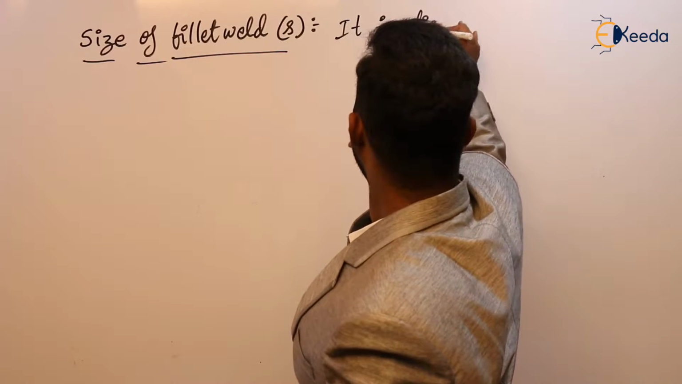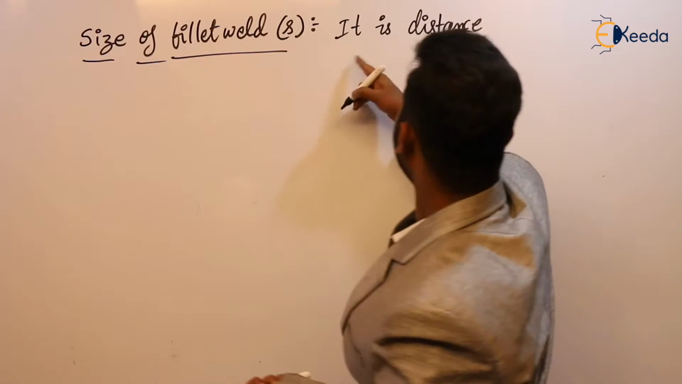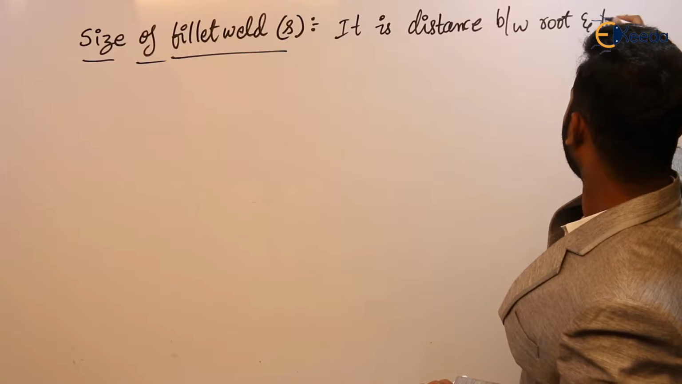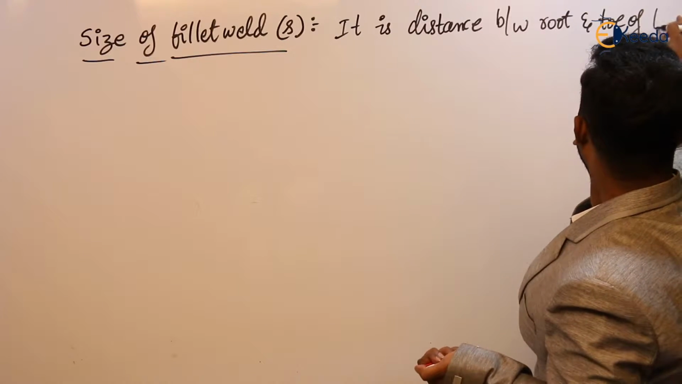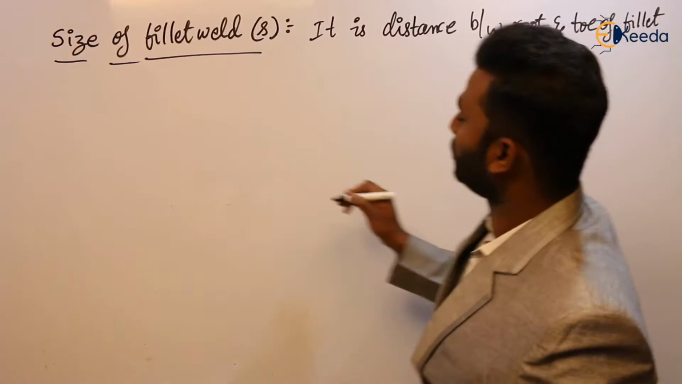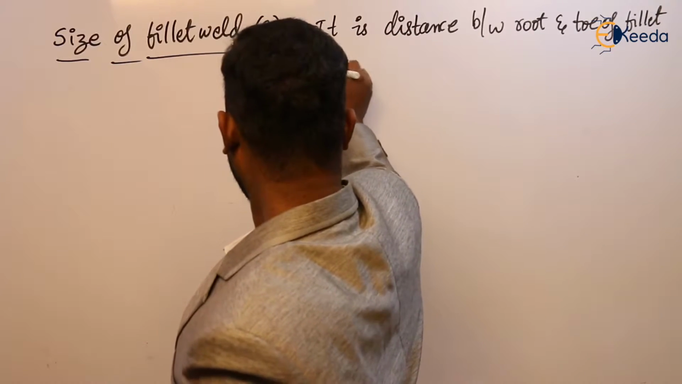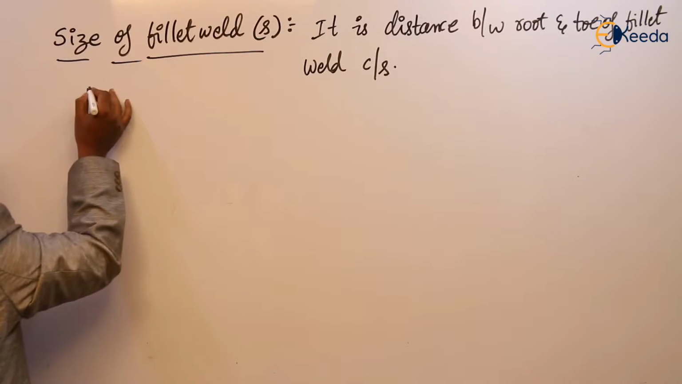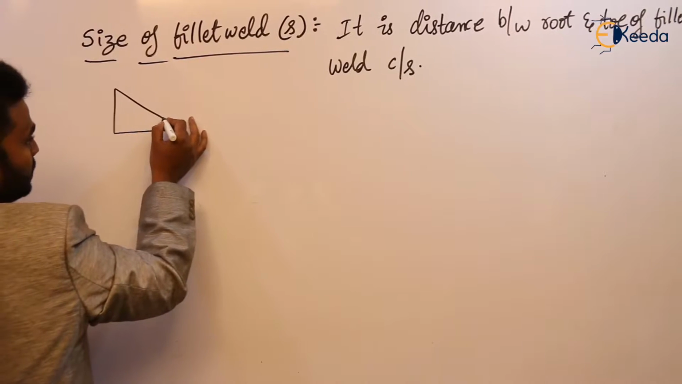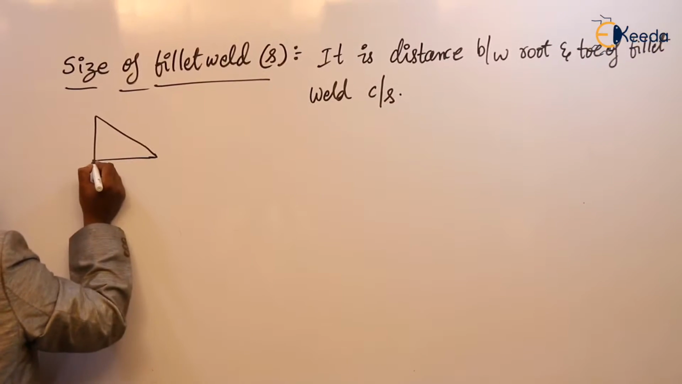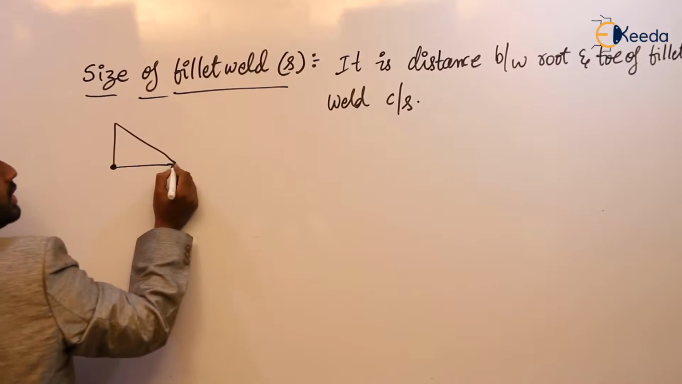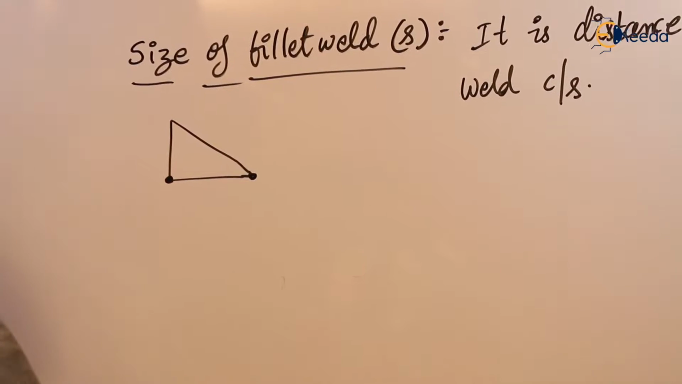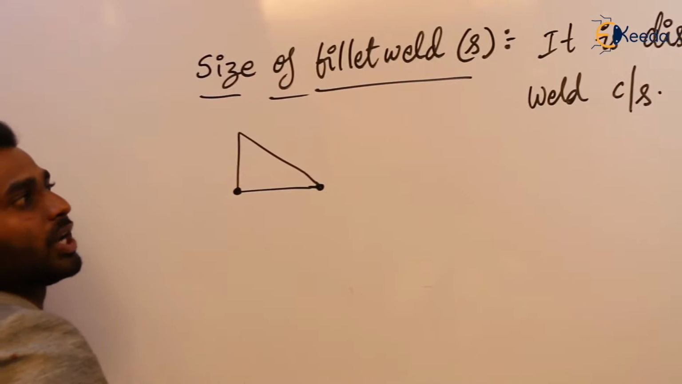It is the distance between root and toe of the fillet weld cross section. If you observe the fillet weld cross section, this is the fillet weld cross section. We know that this is the root and this is the toe. So the distance between root and toe is known as size.